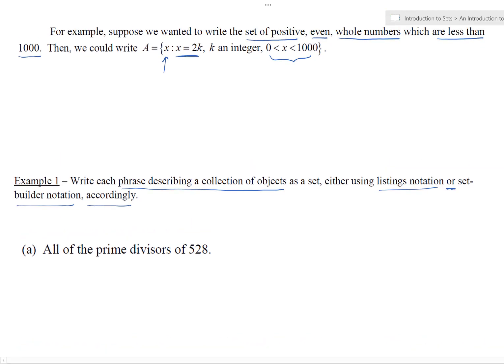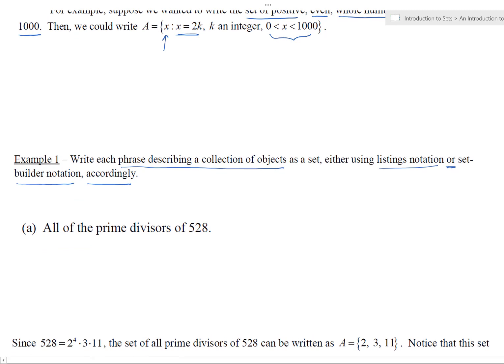So this first one here, we want to look at all of the prime divisors of 528. Essentially we have to find its factorization, and it is known that the factorization of 528 is 2 to the 4th times 3 times 11. And so what are the different prime divisors that occur in that factorization? It's the numbers 2, 3, and 11. Those are all prime numbers which divide 528 evenly. So we just literally list them out. There are only 3 elements in this set.